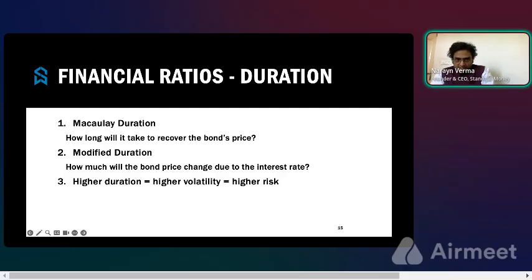And there are two types of durations. One is Macaulay duration, or general duration, which is mentioned in years. Usually the bond duration should be lower than the maturity period of the bond. And there is a modified duration. Modified duration tells you how volatile the bond is going to be if the market interest rate changes. So higher modified duration means higher volatility and higher risk with the bond.